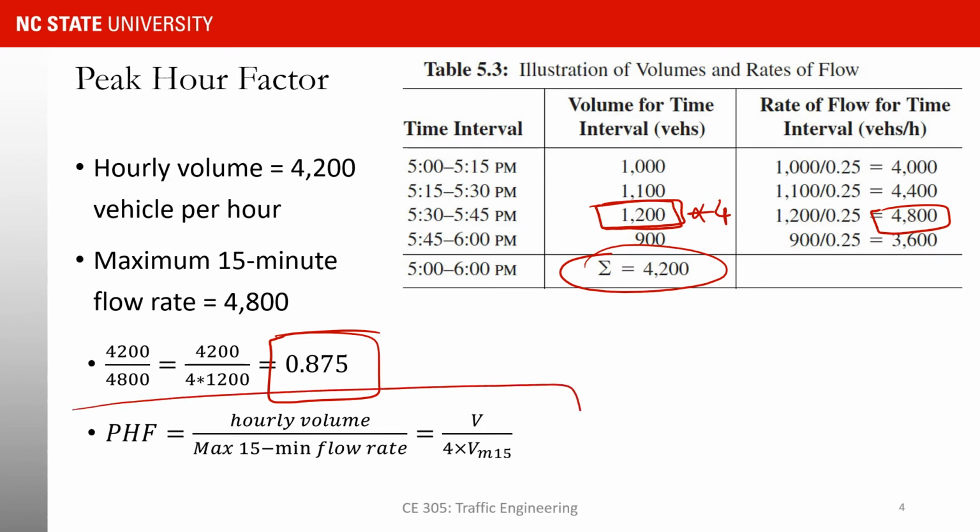So here is the formulation that we use for peak hour factor. It is your hourly volume divided by your maximum 15-minute flow rate, which is equal to 4 into your highest 15-minute traffic volume.